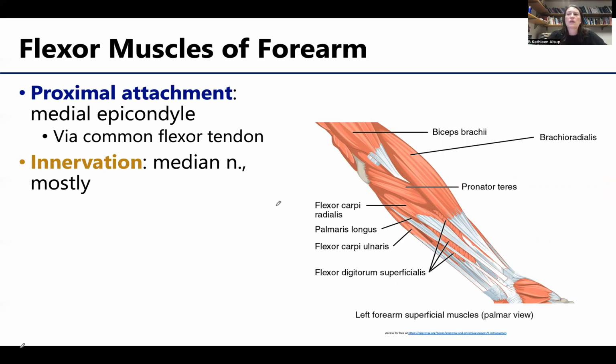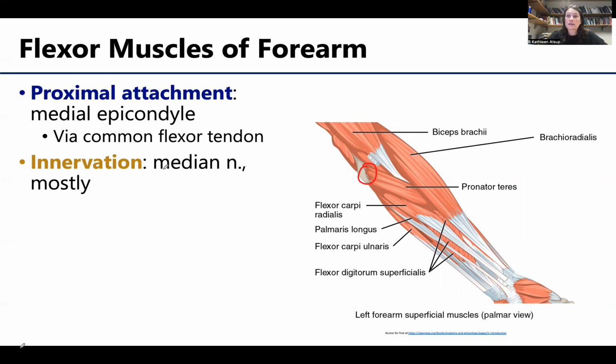And so let's start with the flexor side, which is also the anterior compartment of the forearm. Remember, anatomical position, so the anterior compartment. And recall that many of these have that common proximal attachment on the medial epicondyle of the humerus. So you'll have this kind of common flexor tendon where many of the more superficial muscles of the forearm are going to attach.